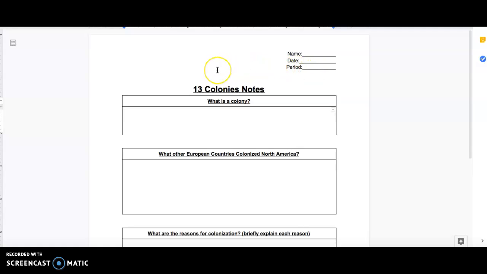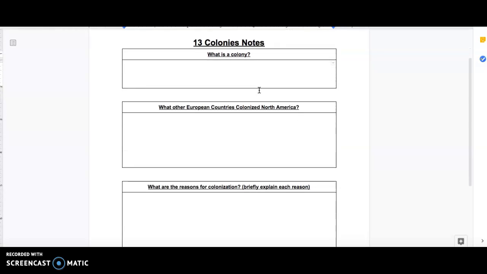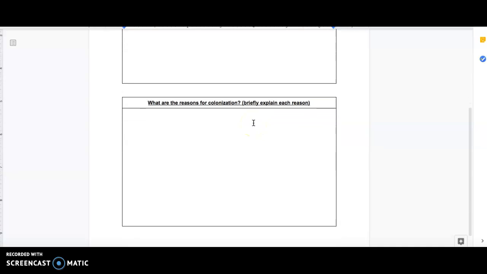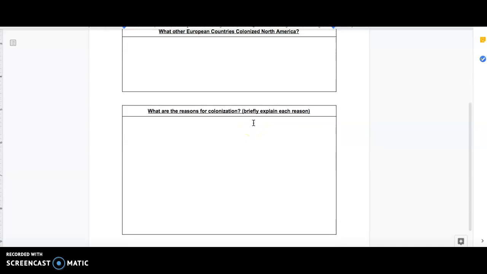And then secondly, when we preview the document, we have our title, which is the 13 colonies notes. That lets us know that we're going to be taking notes about the 13 colonies. First question is, what is a colony? Our second question is, what other European countries colonized North America? And then our third and final question is, what are the reasons for colonization? And then I ask for a brief explanation of each reason.